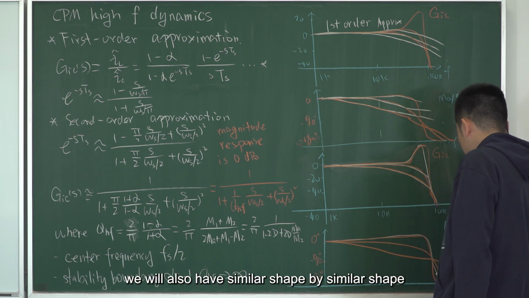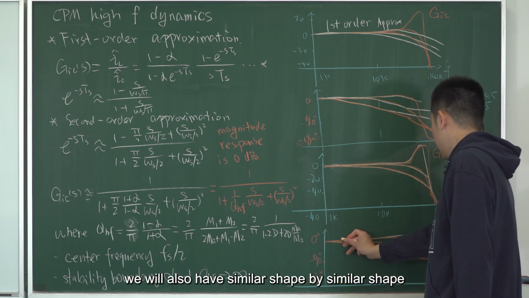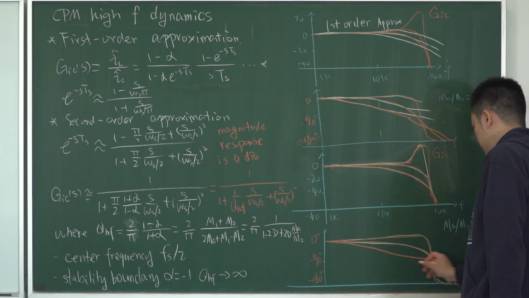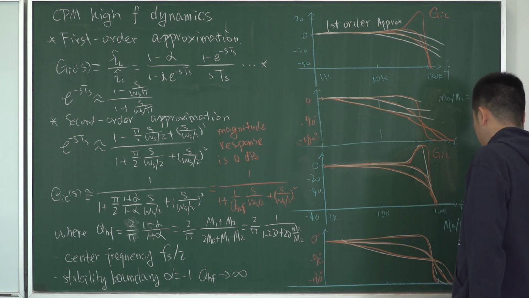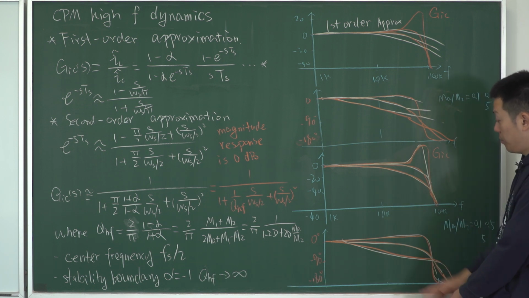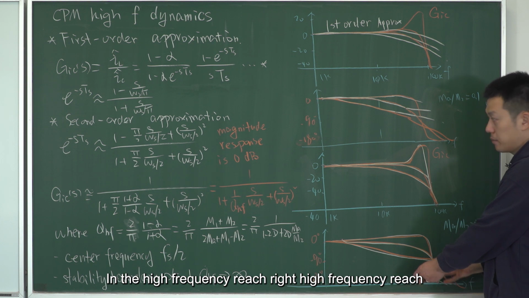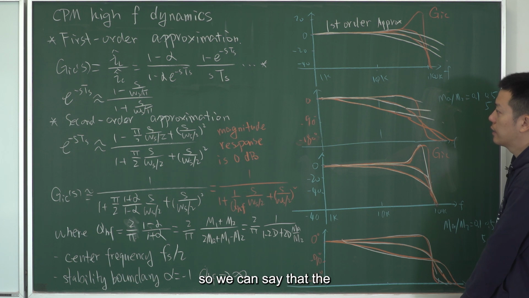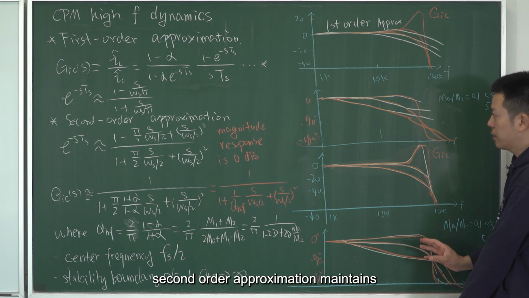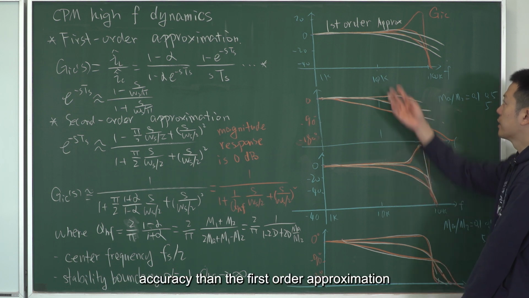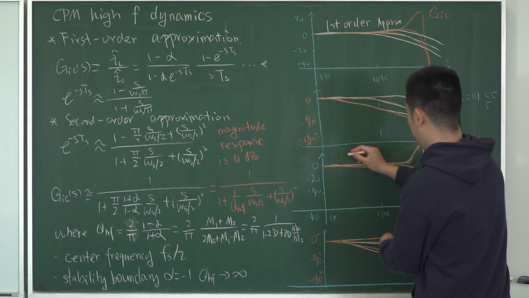Regarding the phase plot, we will also have a similar shape, which is pretty accurate, both in the low frequency range and in the high frequency range. So we can say that the second order approximation maintains much better accuracy than the first order approximation.